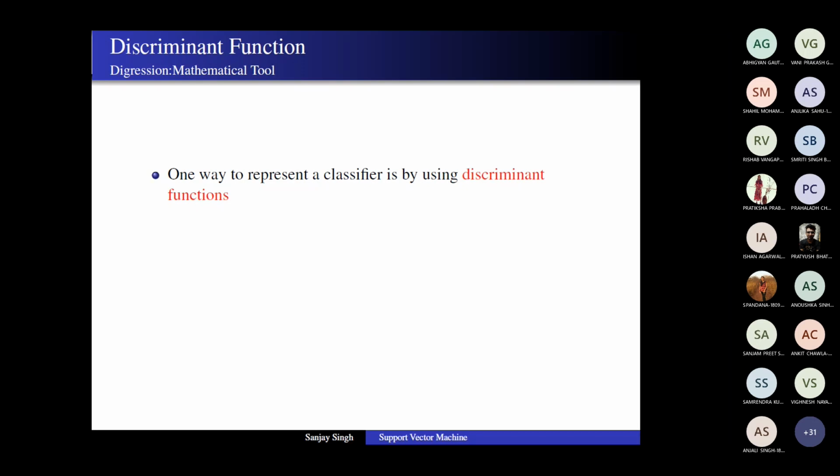Another thing I'm going to talk about, which we already discussed, is the discriminant function. One way to represent a classifier is by using a discriminant function. Means there should be something which discriminates the points from positive example to negative example. We see that it works for both binary and multi-class classifiers. Here we will discuss binary classification only, positive or negative, but it works for multi-class classification as well.